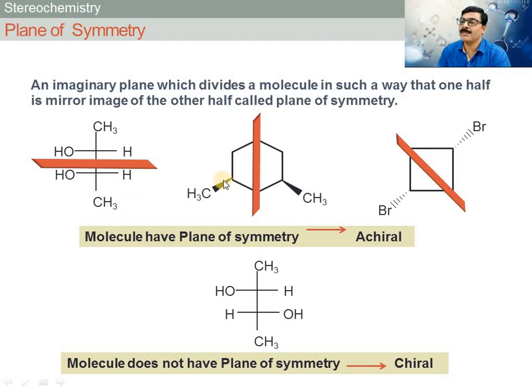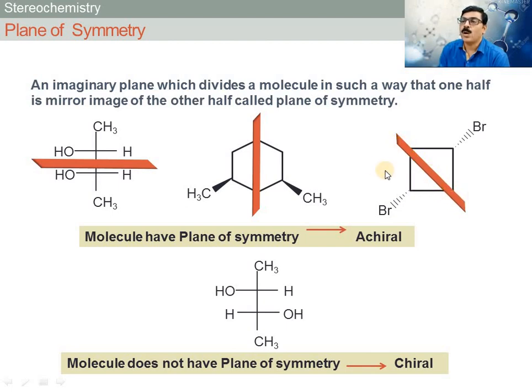Now then, in the second example, if you draw the vertical plane through the molecule, then the two similar parts are mirror images of each other, so this molecule also contains a plane of symmetry. Now then, in the third example, if you draw the plane through this molecule, again one half is the mirror image of the other half, and so this molecule also contains a plane of symmetry.